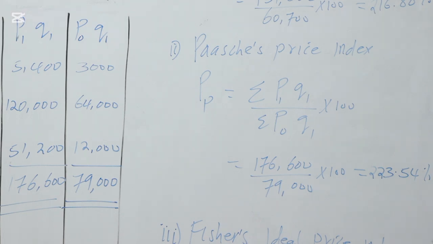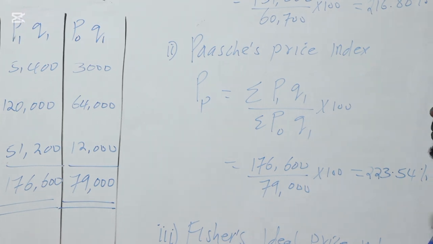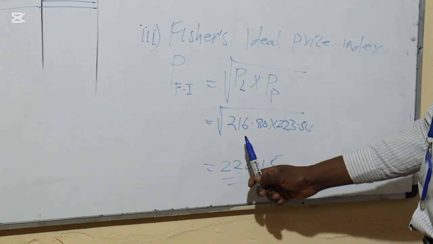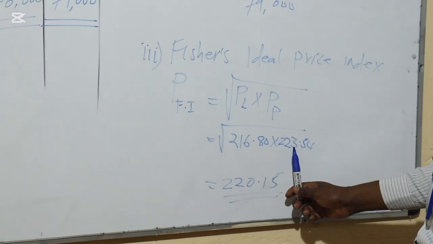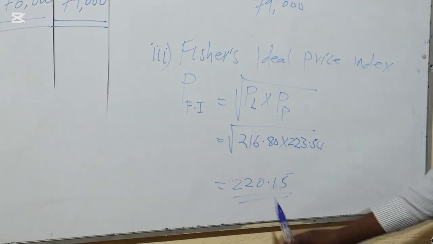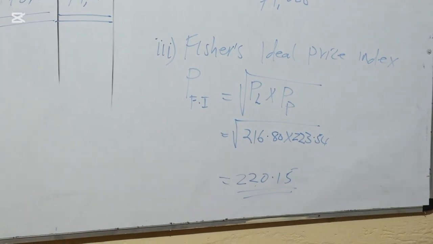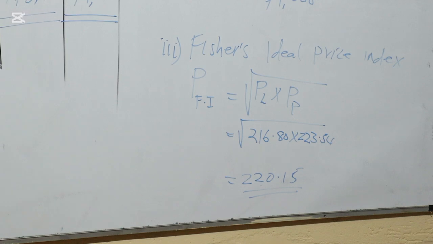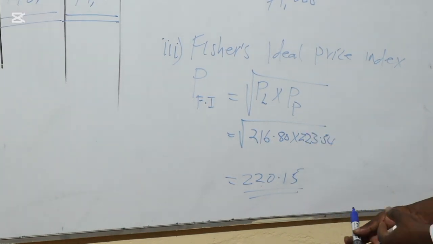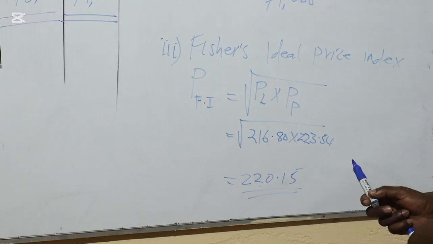So according to Paasche, the price has increased by 123.54%. Now Fisher's ideal is just the square root of the product of the two price indexes. That's what I've done. 216.80 times 223.54 under the root, you get 220.15. So according to Fisher's ideal, the price has increased by 120.15%. So that is how we do an example of price index numbers.